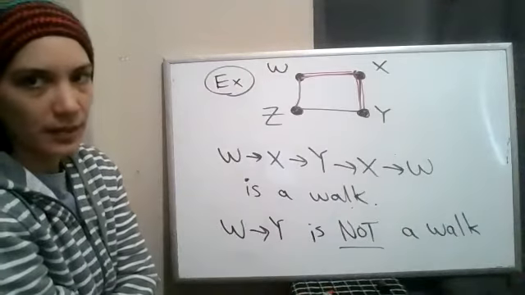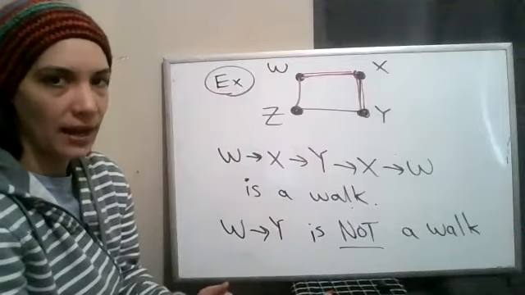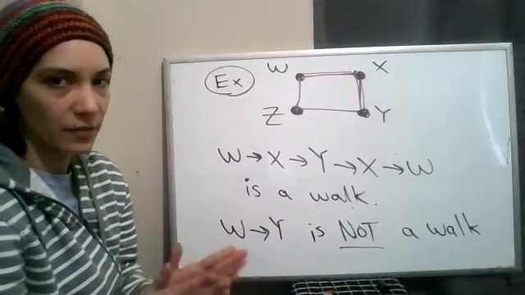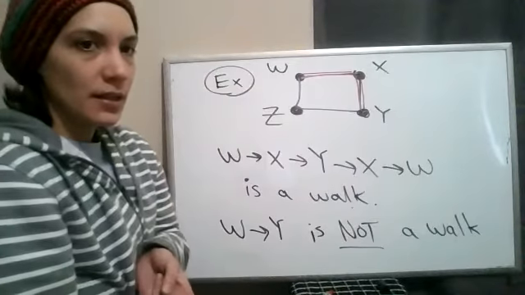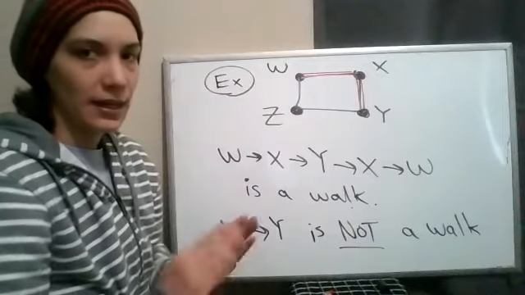Okay, we'll practice more in a bit. The next one is path. So a path is a walk, but you have more rules. Okay, so again, a path is a walk.